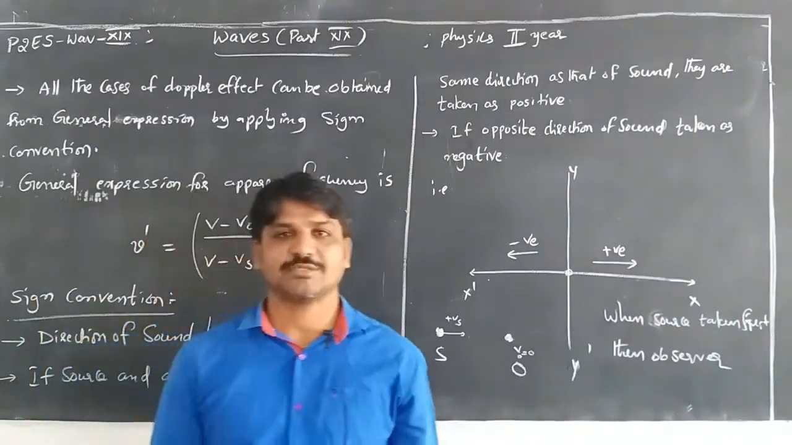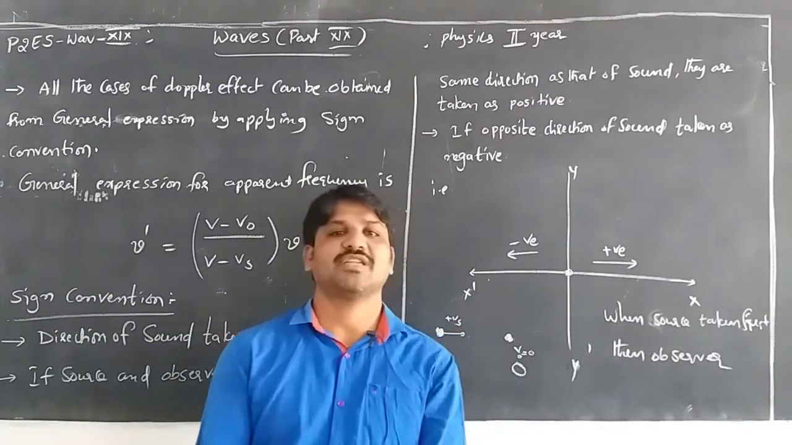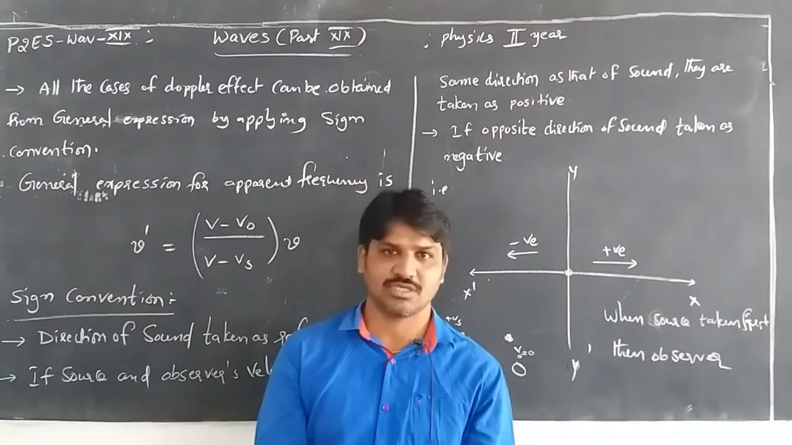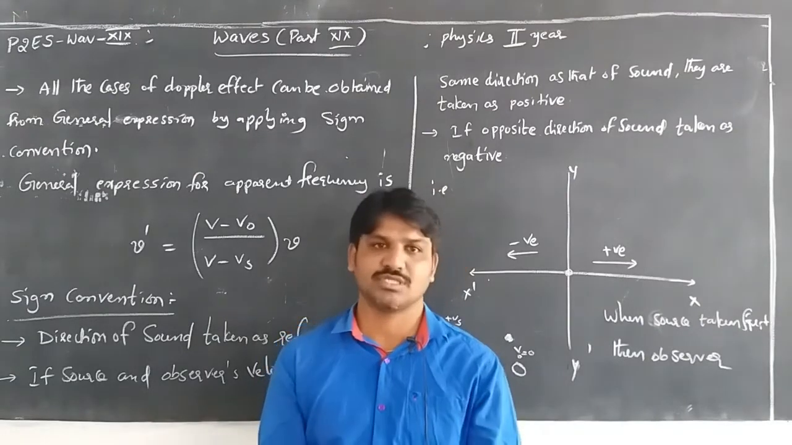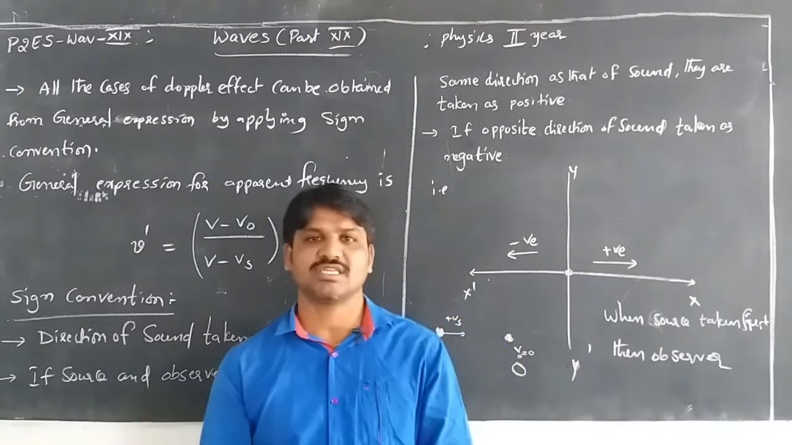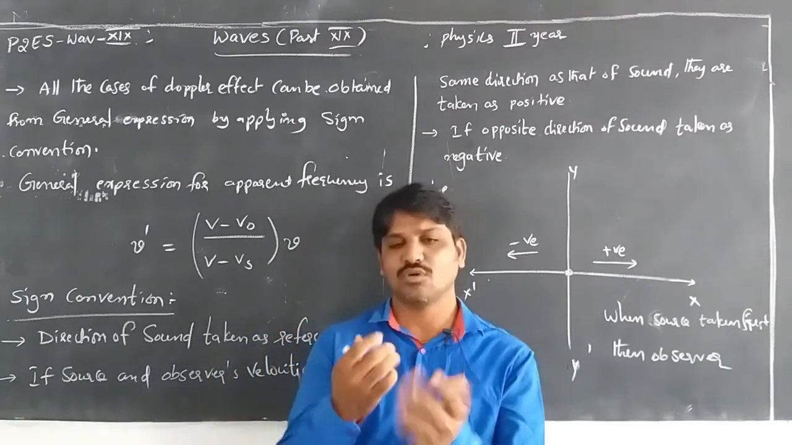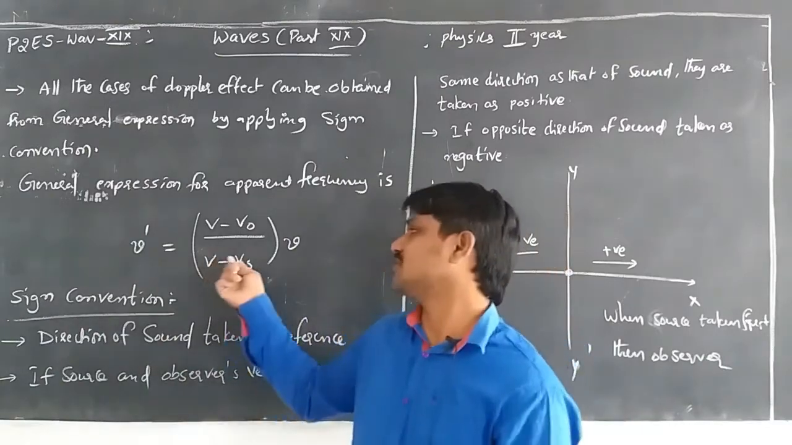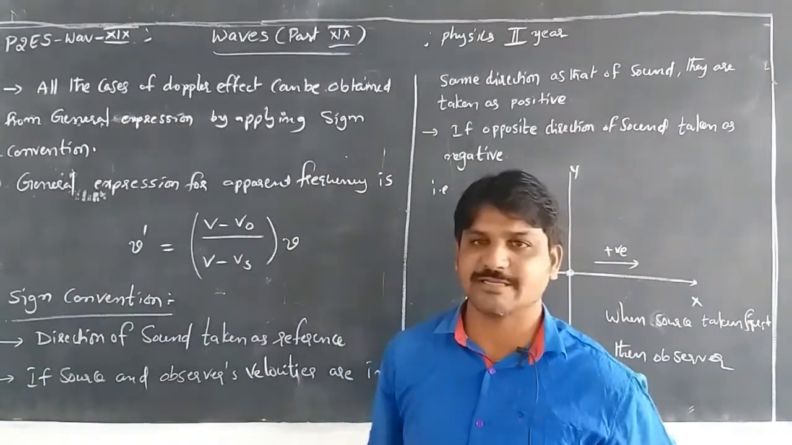Now we know the general expression for the apparent frequency of a wave. This is the general expression for the Doppler effect in all cases: when the source is at rest and the observer is in motion, or the observer is at rest and the source is in motion, or both source and observer are in motion. We can derive the equations directly by using this equation for apparent frequency.